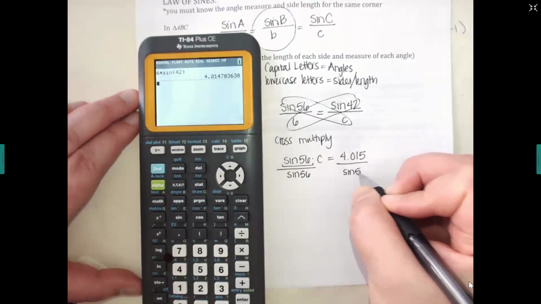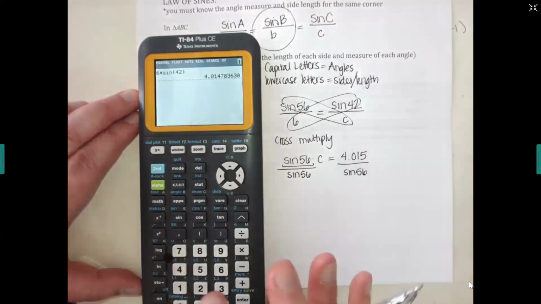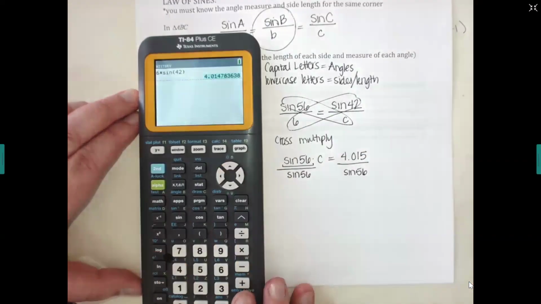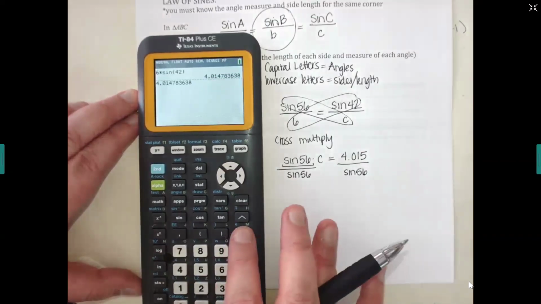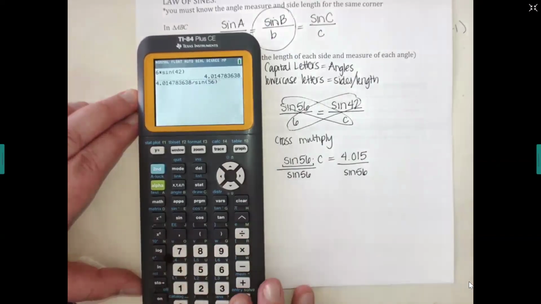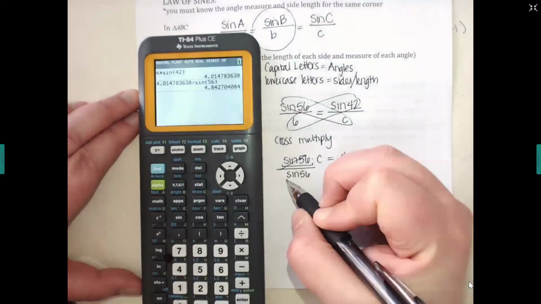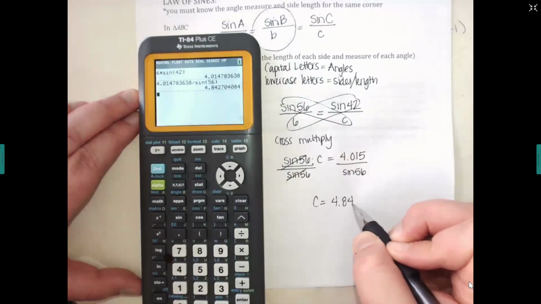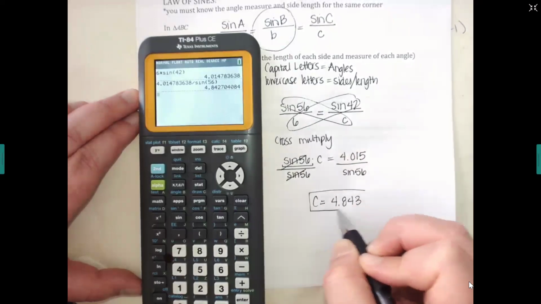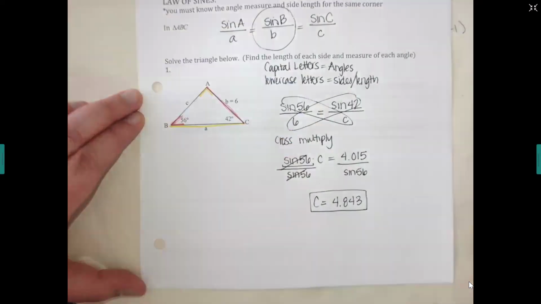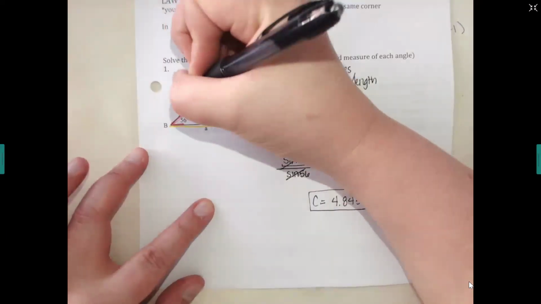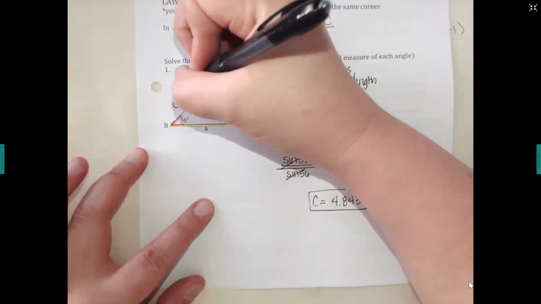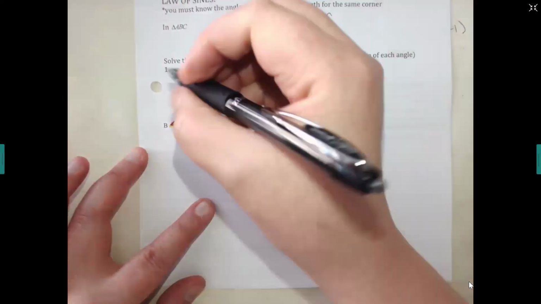And then in the calculator, I'm going to take my 4.10 blah, blah, blah number. Notice I'm grabbing the actual value and I'm going to divide it by sine 56. And that will give me c equals 4.843. And that would be this missing side here. So we know now that c is 4.843.